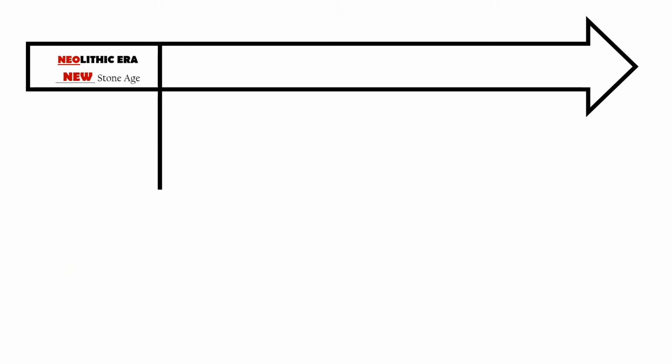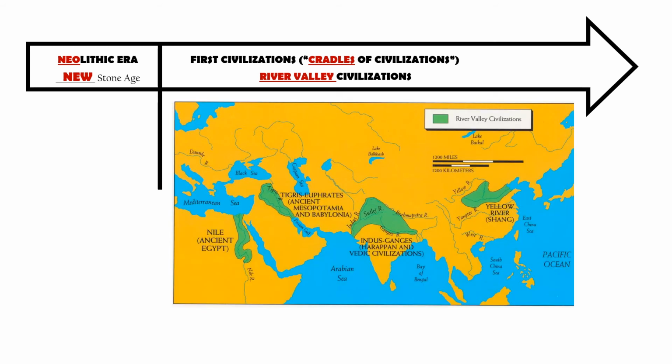So we finished our Neolithic era summary, and we're ready to move to our first civilizations, also known as our cradles of civilization, also known as our river valley civilizations, because they all emerge around river valleys. This is a map I showed you in class, and the green on here identifies our 4 river valley civilizations. And here's 1, 2, 3, and 4.